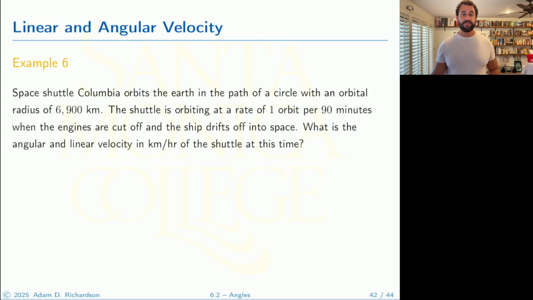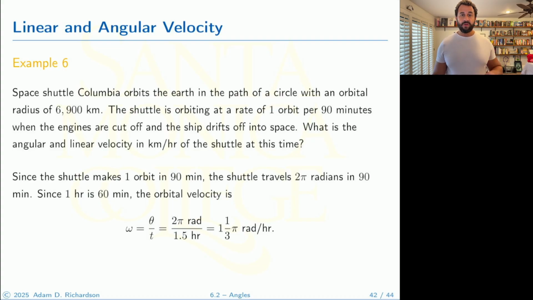All right, let's do it together now. So, we know that the shuttle makes one orbit in 90 minutes. So that means in terms of angles, it's traveling 2 pi radians in 90 minutes, right? A full rotation, a full revolution, a full orbit is 2 pi radians. So we know that it's doing that in 90 minutes. Well, 1 hour is 60 minutes. So 90 minutes is 1.5 hours. So our angular velocity is going to be 2 pi radians per 1.5 hours. There's the units right there, 2 pi radians per 1.5 hours.